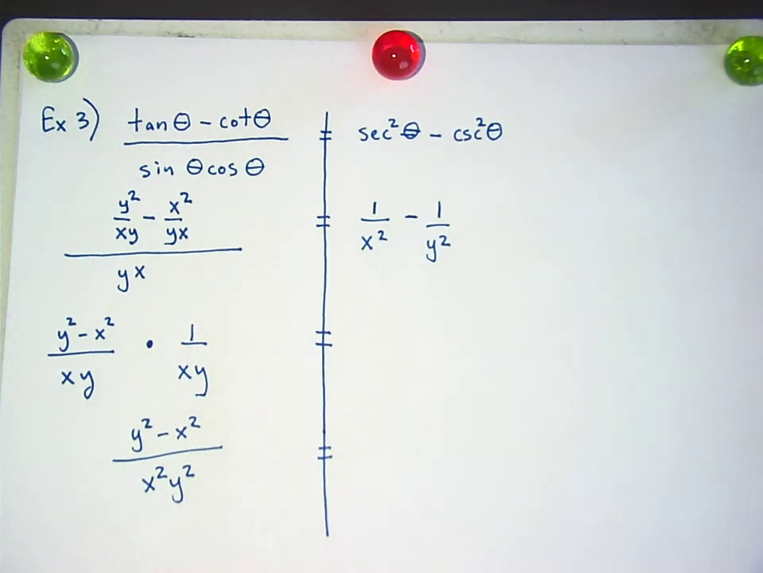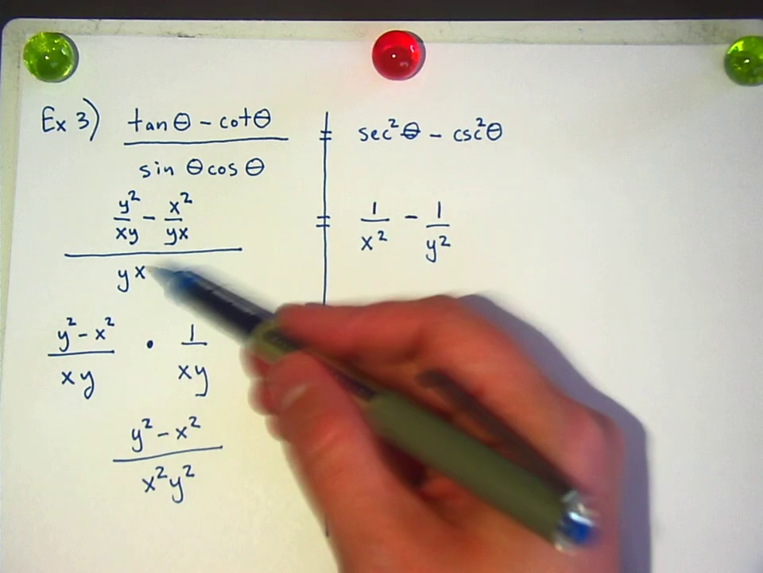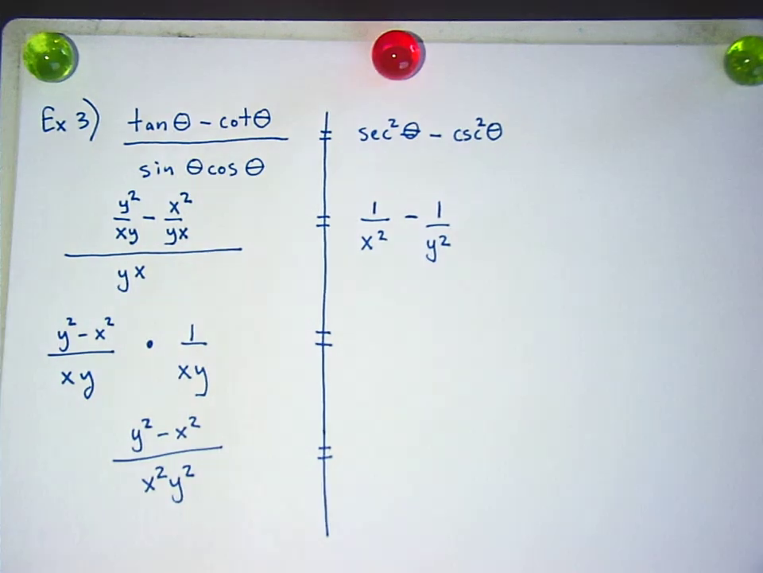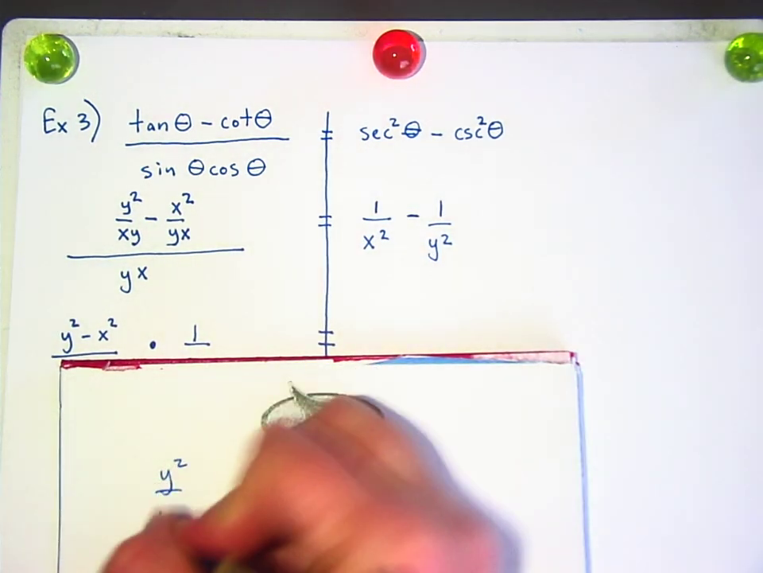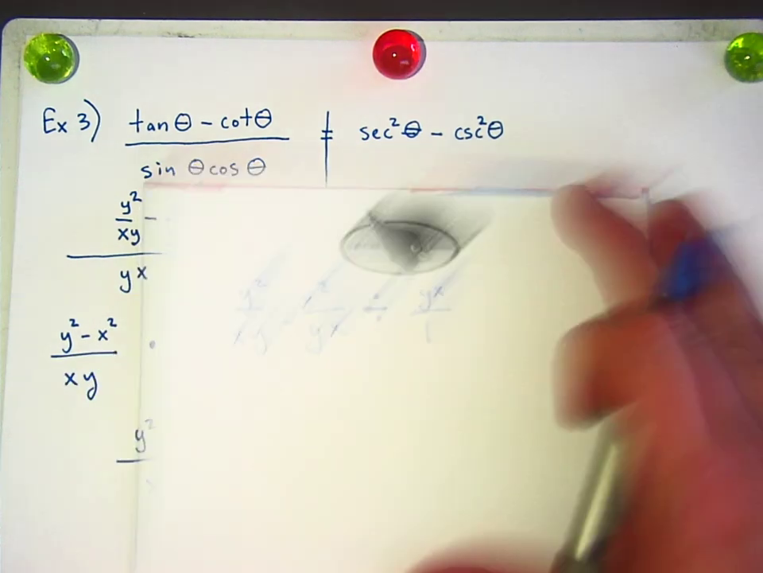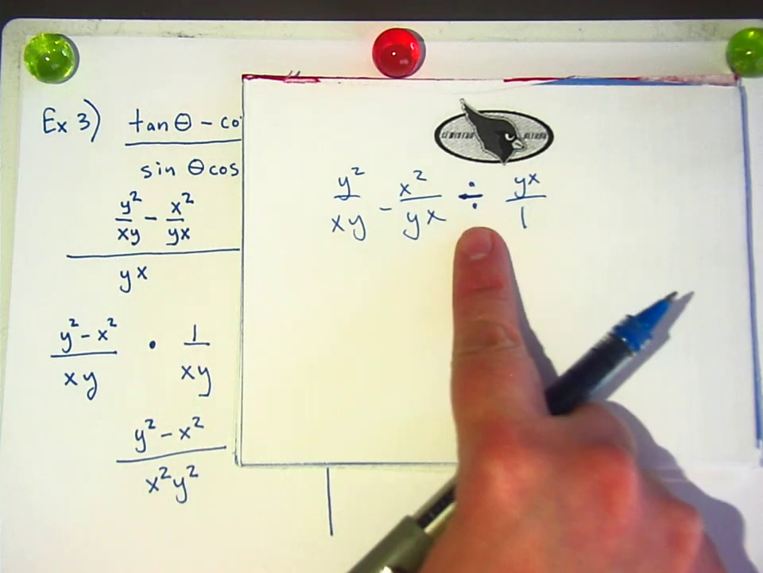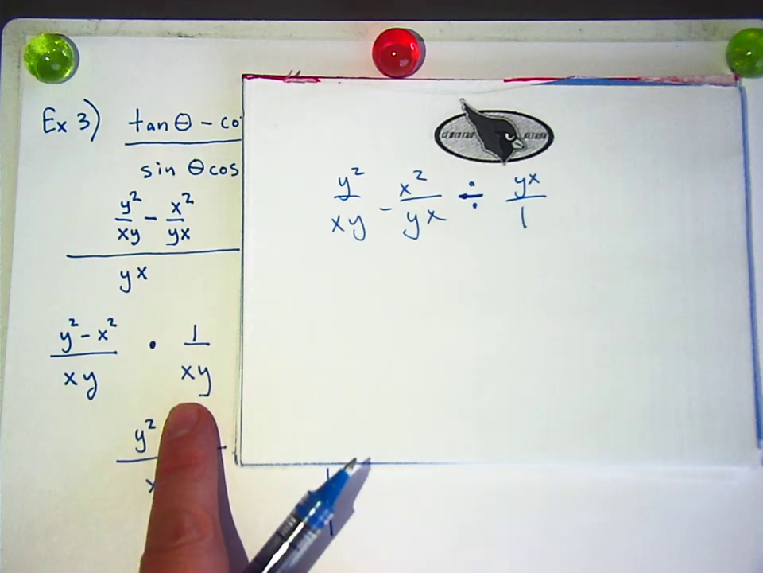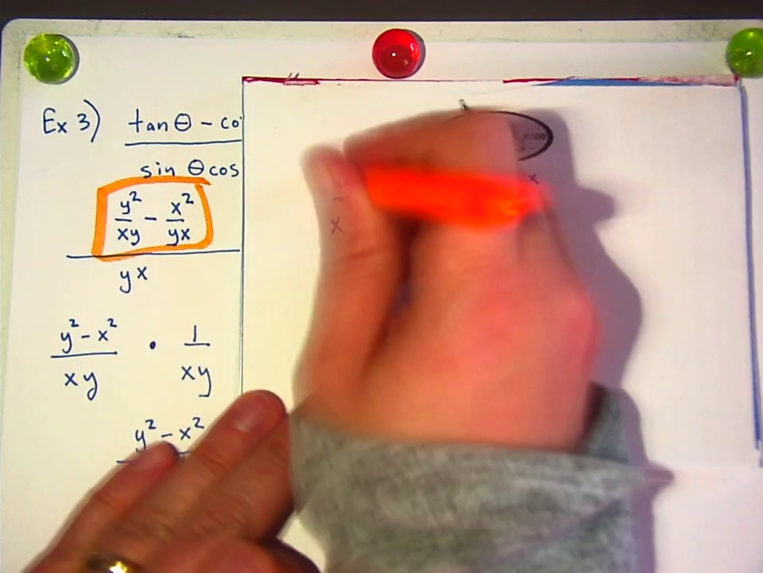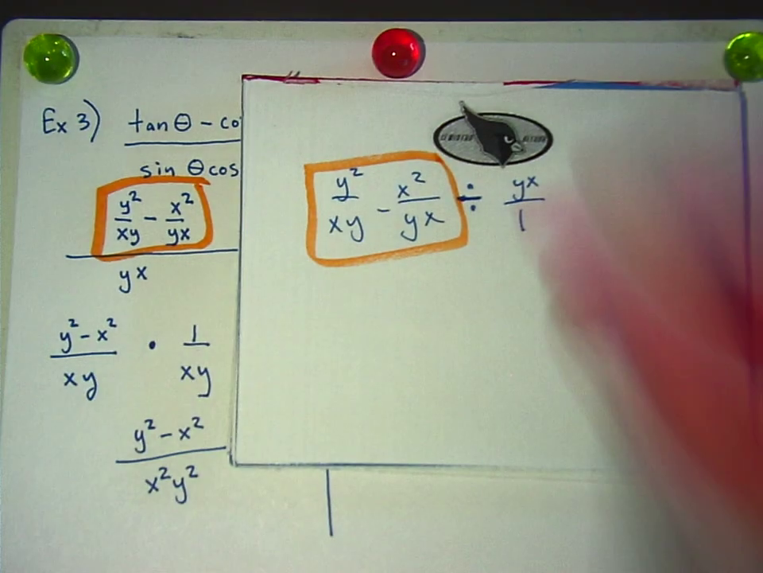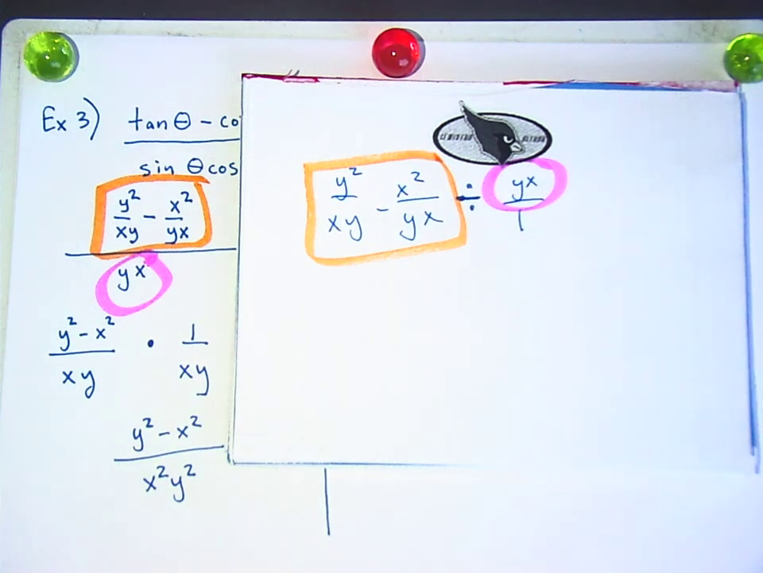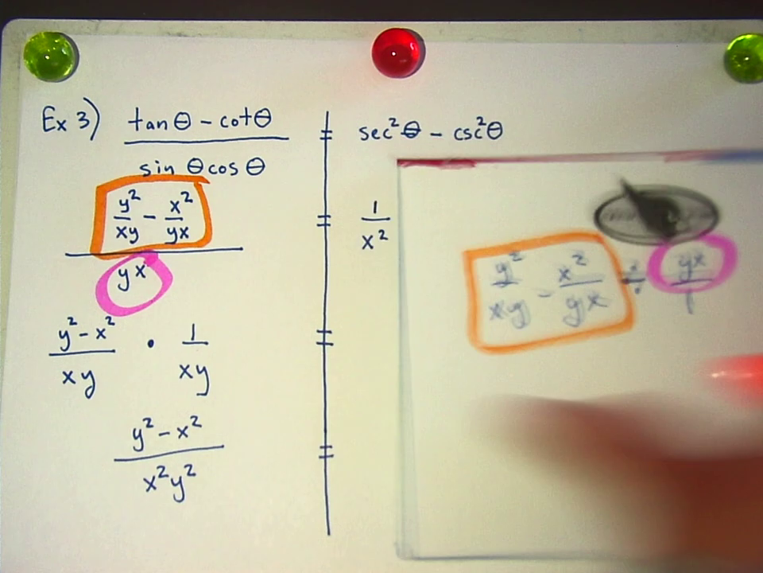Wait, why did you do the times 1 over xy? Because I was dividing by xy over 1. So this was y squared over xy minus x squared over yx divided by that. Right? And so I just changed it to a times and then flipped it right here. So this is this, right? And that is that. And because I'm dividing fractions, I can change that to a multiply and flip the second one. Oh, okay. Yeah, I should have probably listed that out.